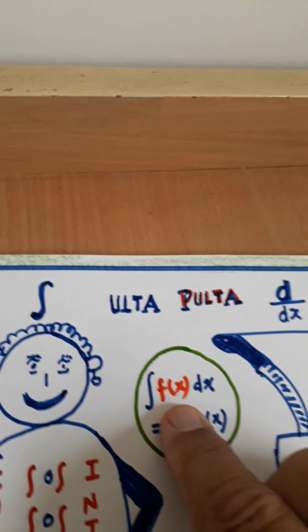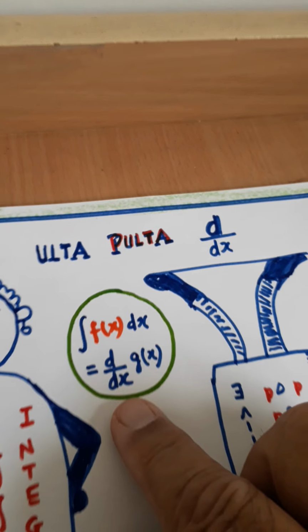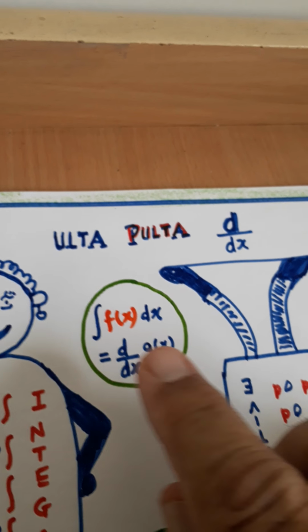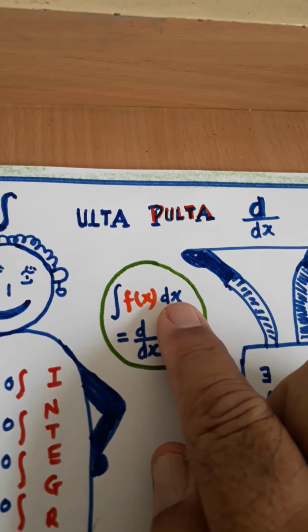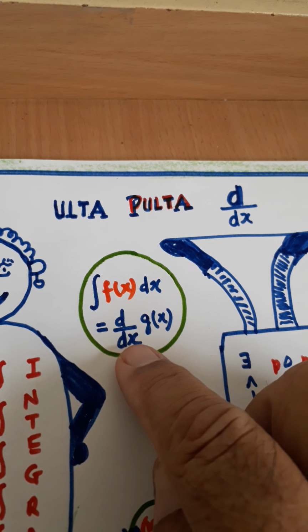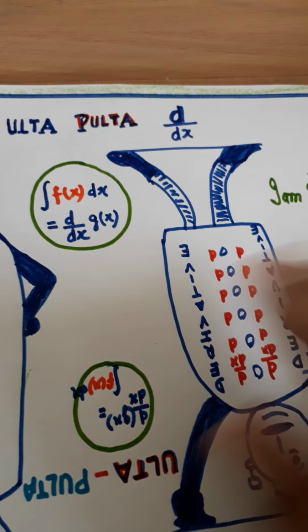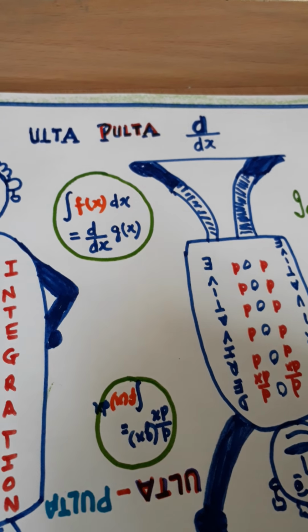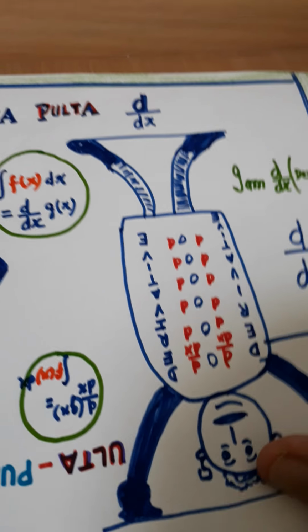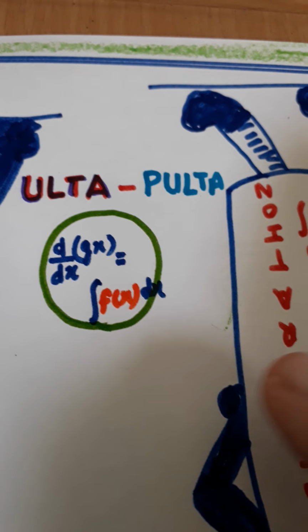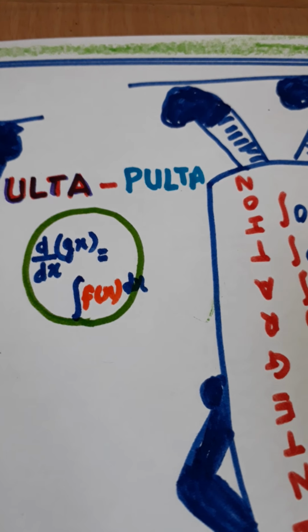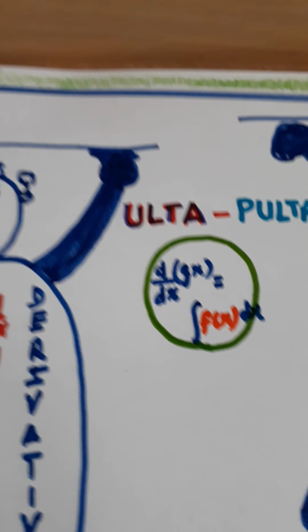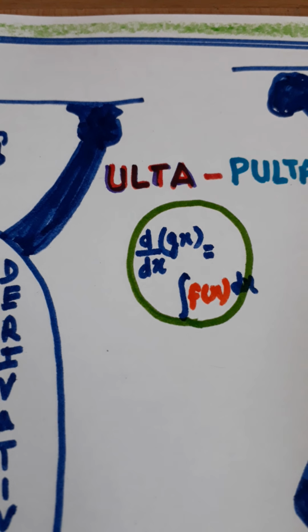Now look here. Integration of f(x) dx is equal to g(x). Let us say this. On one side differentiation is happening, on the other side integration is happening. Now, in this case, d/dx of g(x) is f(x). Now see, what was there? Integration of f(x) was equal to g(x). Here d/dx of g(x) is f(x). So they are ulta pulta. Now let us go further.